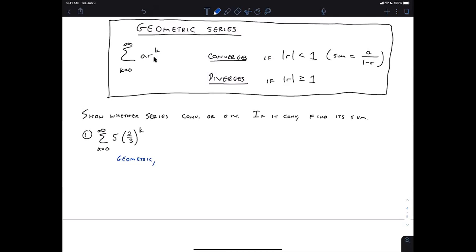What do you guys think? A, R, or K? R. R, and more specifically, the absolute value of R. So here we say what that is. The absolute value of R is 2/3.